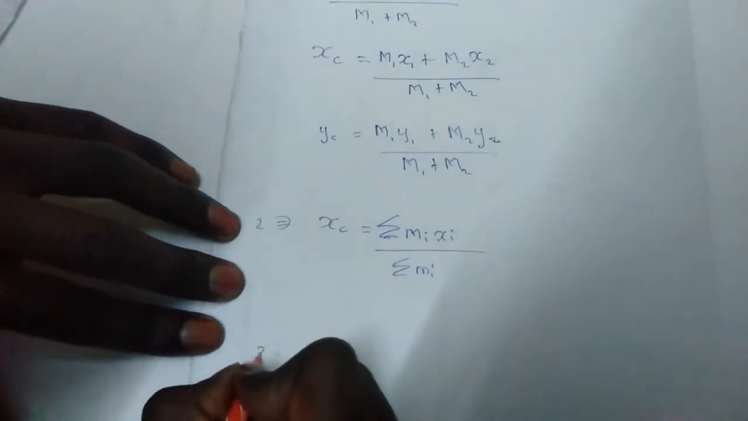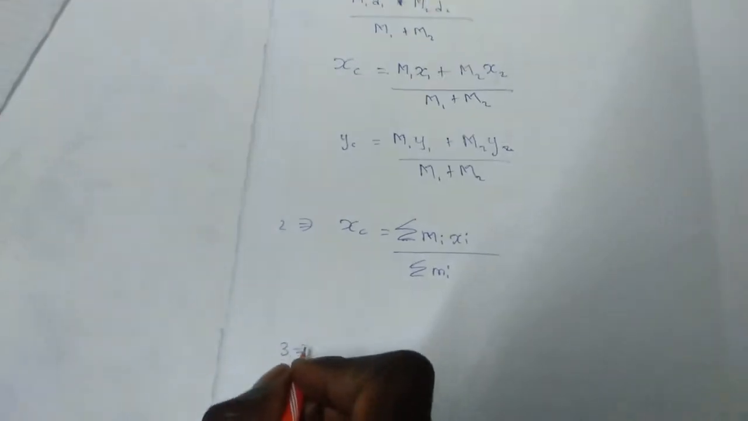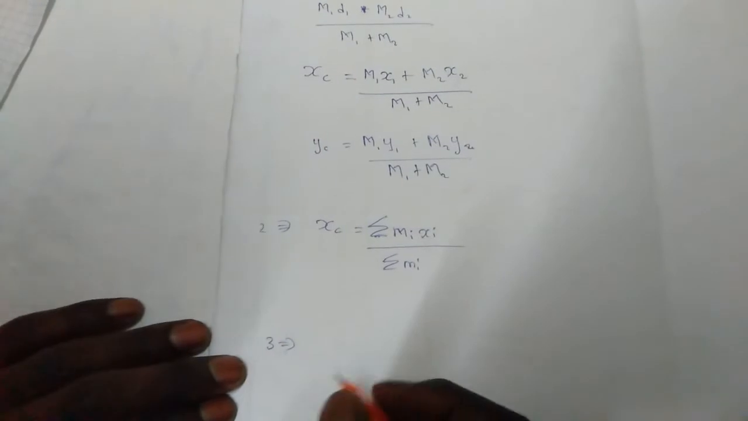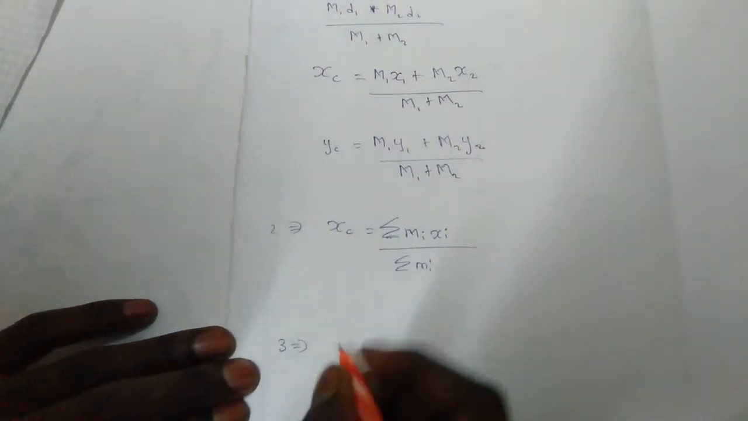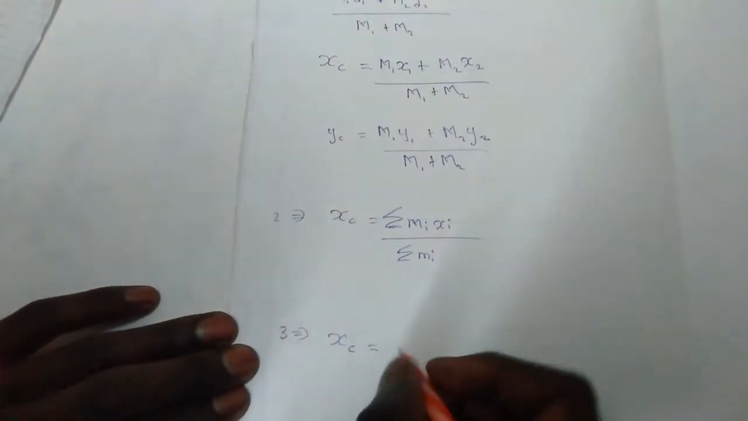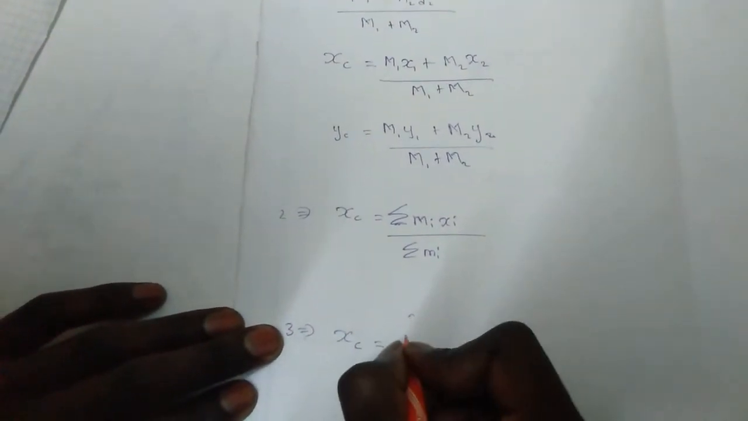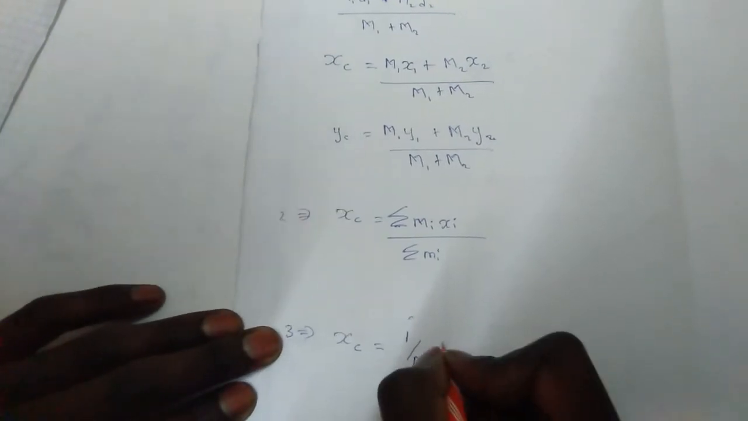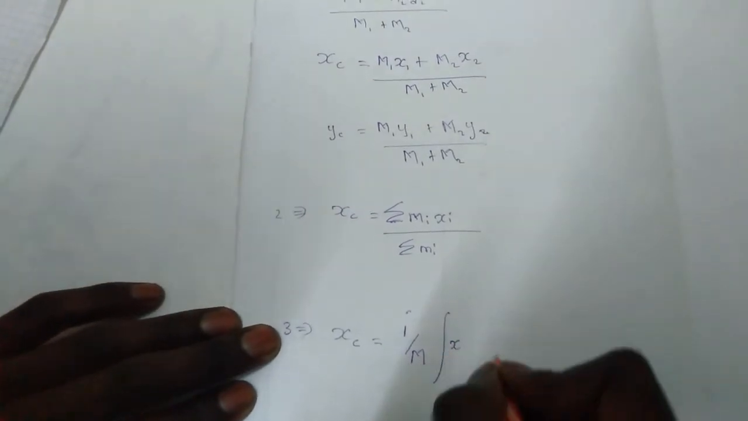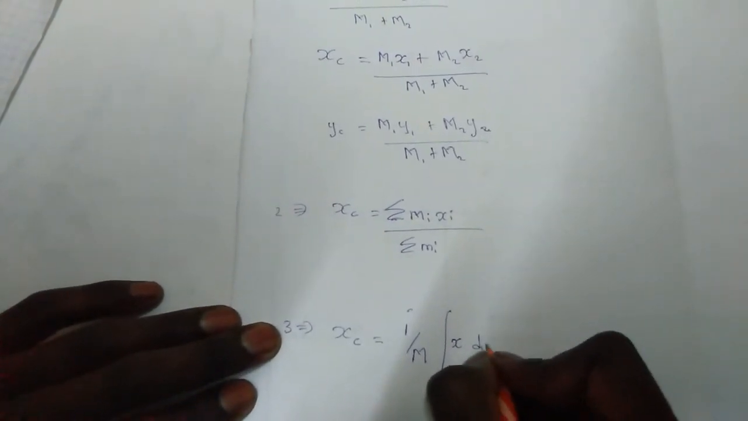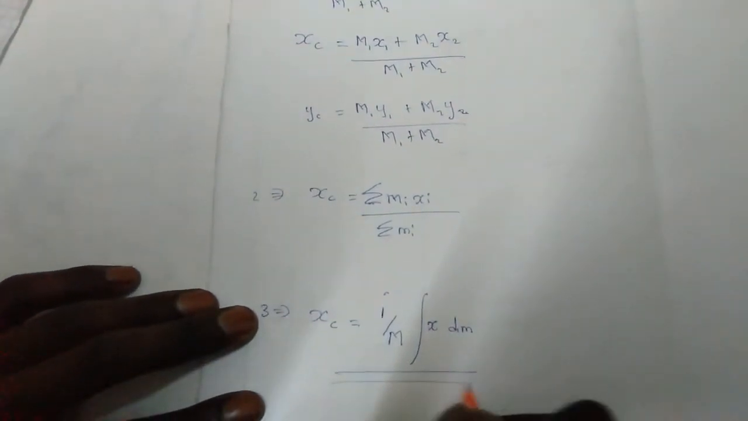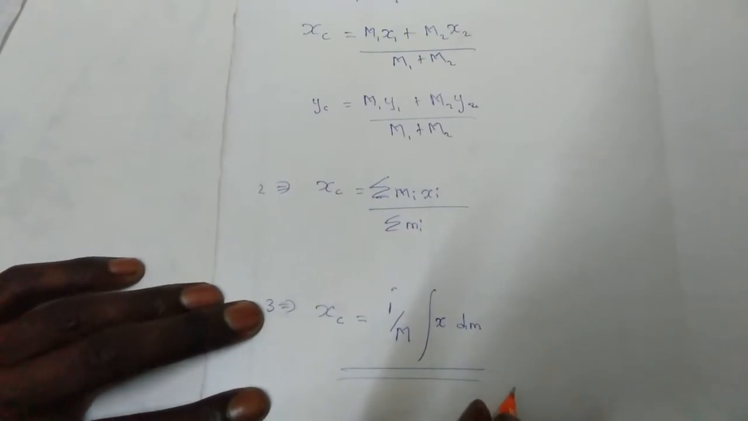Now when we go to the third instance, calculating the center of mass of infinitesimal objects, small objects, in this case, if it is the center of mass of the x coordinate, the summation sign changes into an integral sign. So it will be xc equals 1 over m, then the integral sign, then x is the distance, then dm, the mass changes to dm. So this is the mother formula for calculating the center of mass of small particles.